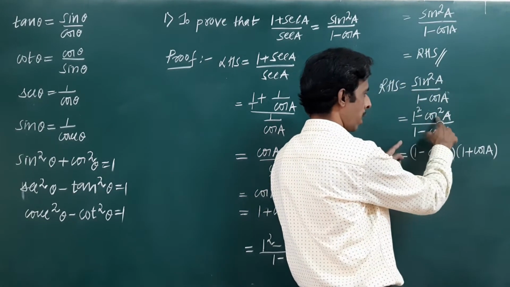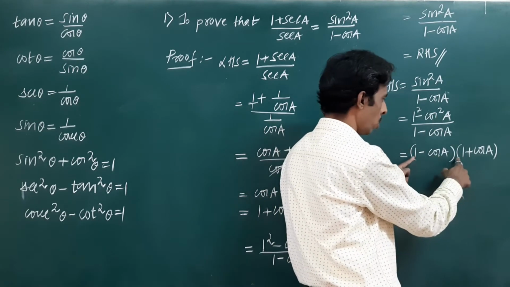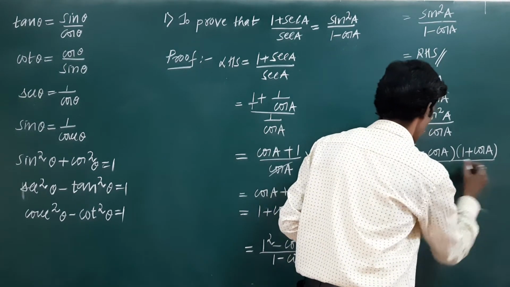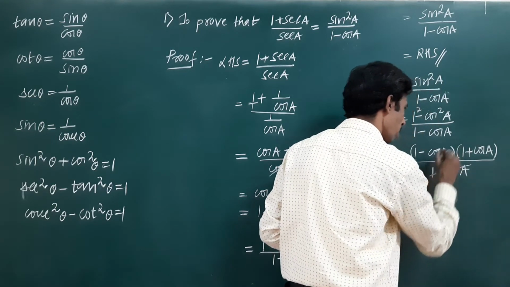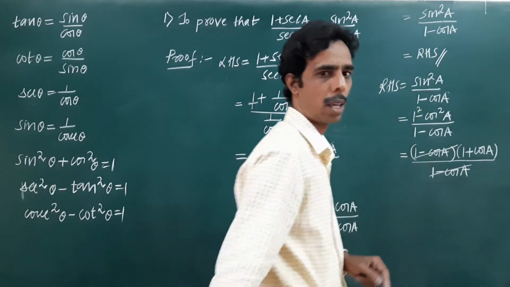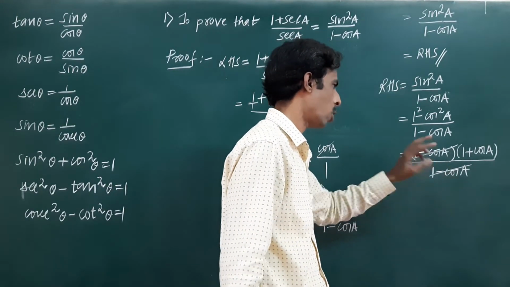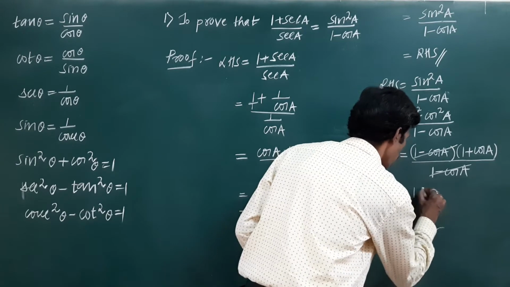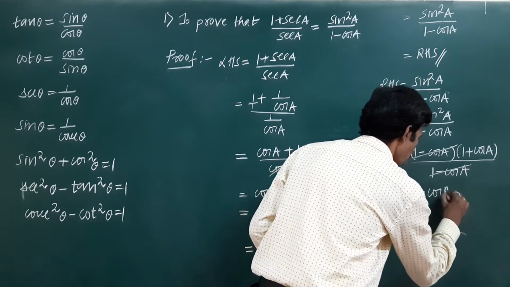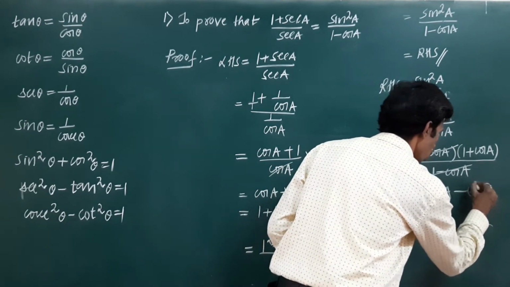a square minus b square is a minus b into a plus b. This whole divided by 1 minus cos a. Now 1 minus cos a in the numerator and 1 minus cos a in the denominator can be cancelled, and at the last you will be getting 1 plus cos a. Okay, then you call this equation number 2.